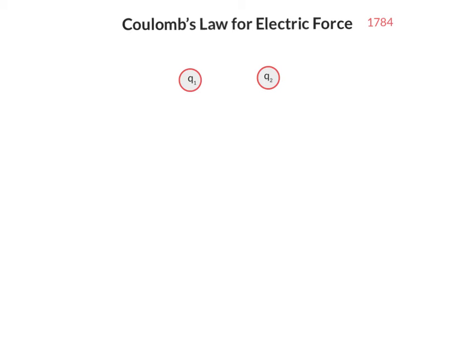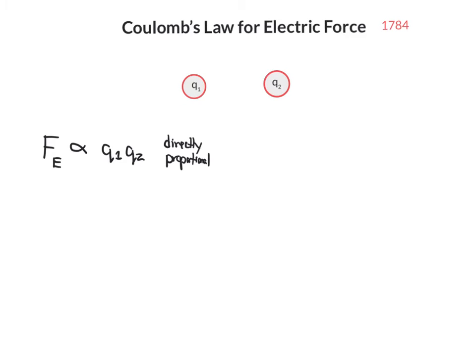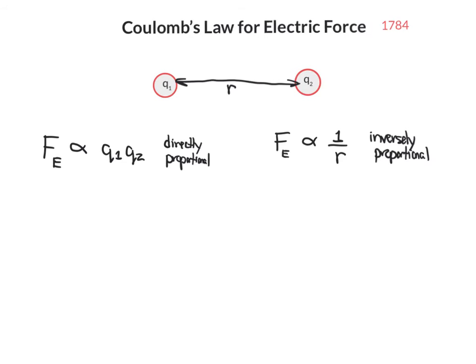Coulomb recognized that the bigger the charges, the bigger the force. That is, the electric force also depended directly on the amount of charge. That is, if I increase the amount of one charge, say Q2, the electric force would also increase by the same amount. He further observed that if you increase the distance between the charges, the electric force actually decreases. That is, as the separation r increases between the charges, the electric force decreases, thus an inverse proportionality.